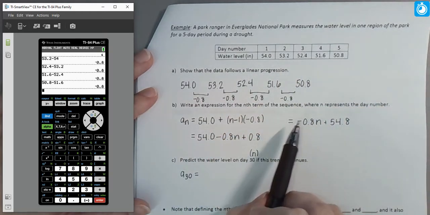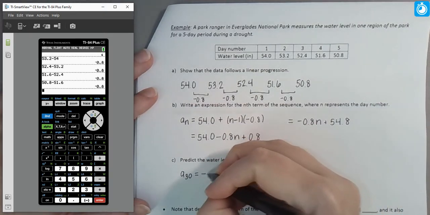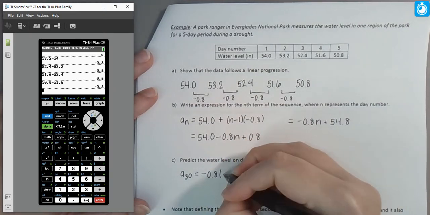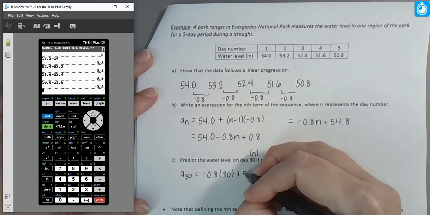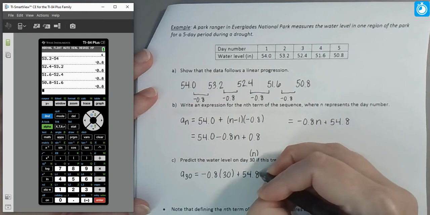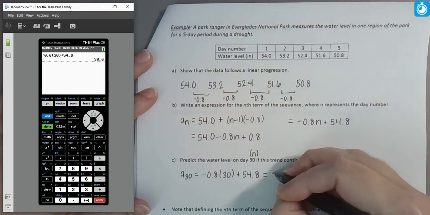And so we can determine that directly based on this nth term that we just found. So that's going to be negative 0.8 times 30 plus 54.8. And so we can plug that into the calculator. So negative 0.8 times 30 plus 54.8. And we get a value of 30.8.